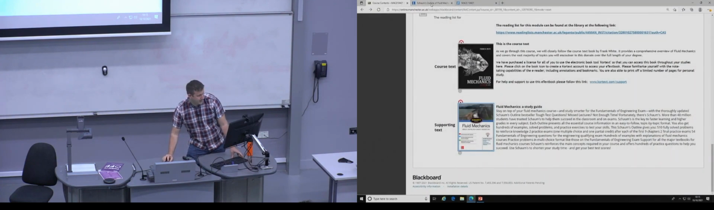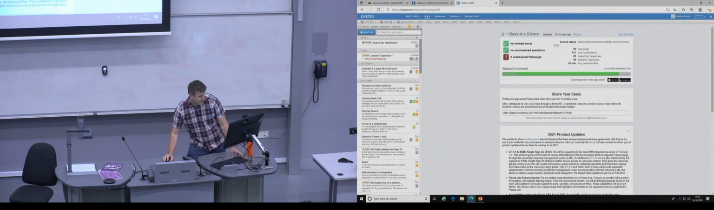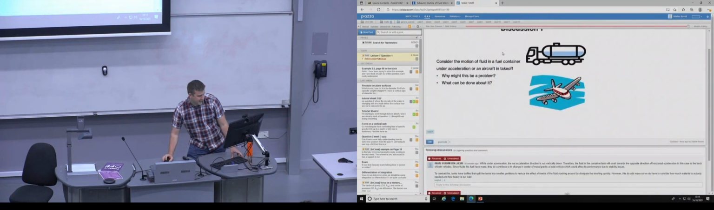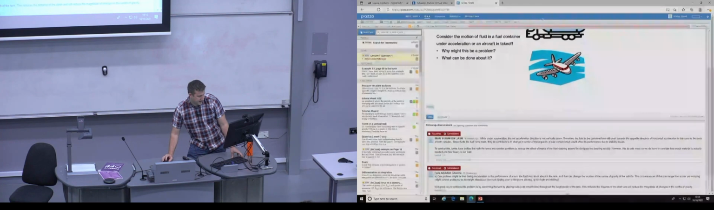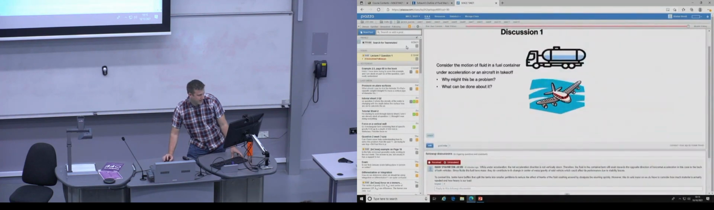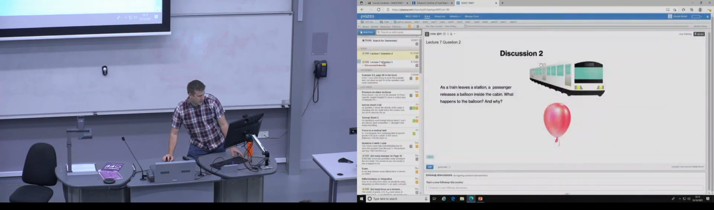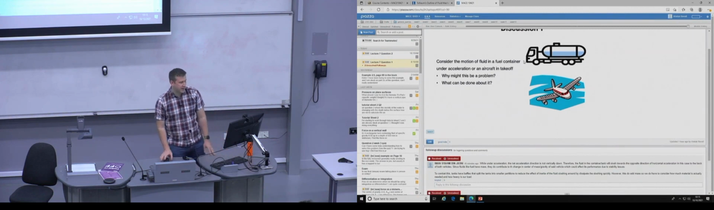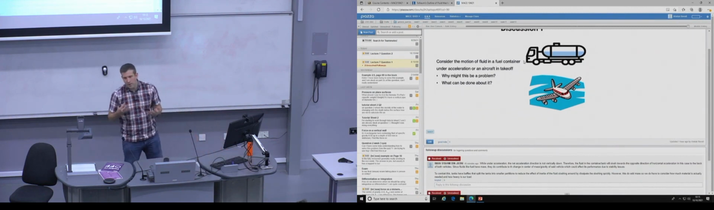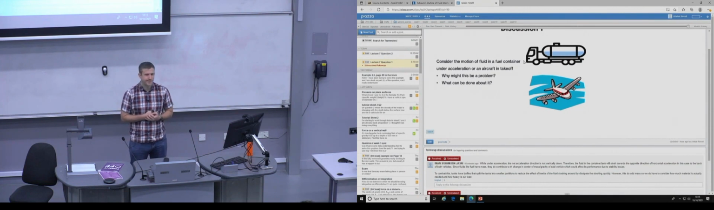Anybody got any comments? The slushing effect, exactly. There's a couple of good answers on here already. I'm going to quickly post the other one while I'm here. So, the slushing effect. Now, why do we care about the slushing effect? Yeah. Changes the center of gravity, and it can change it quite drastically.